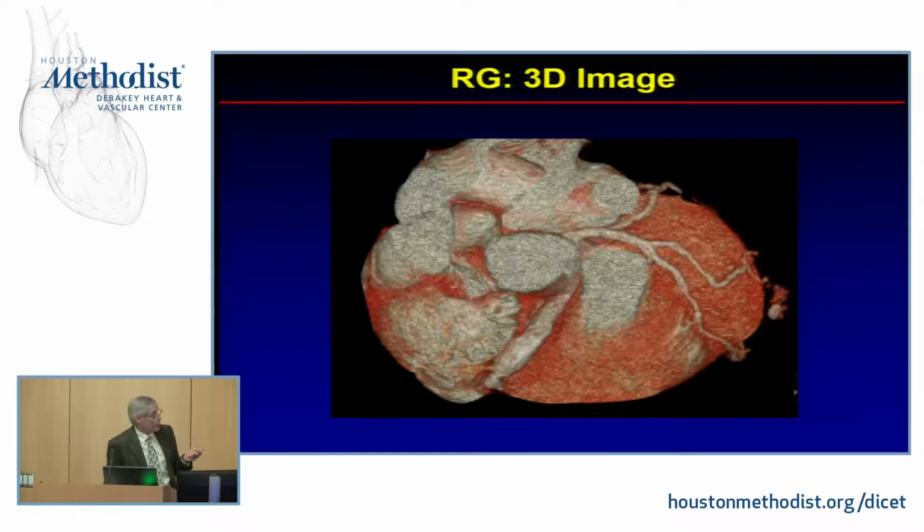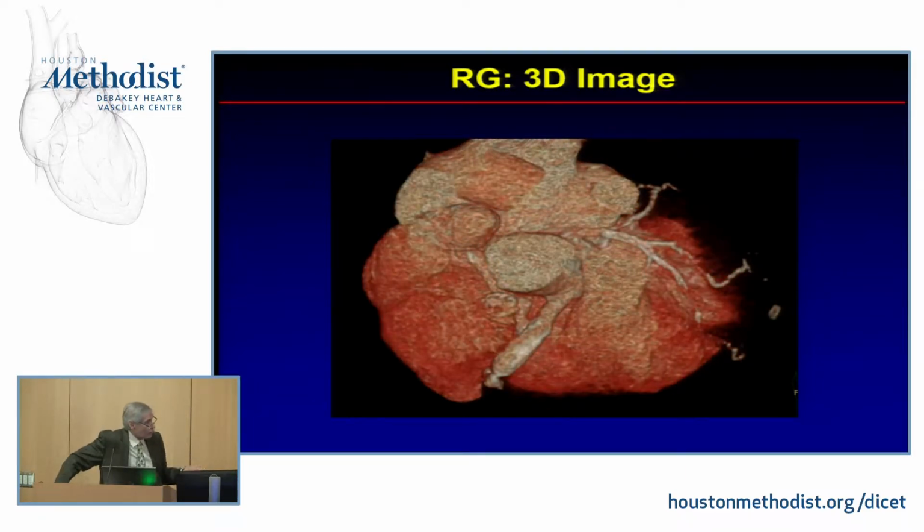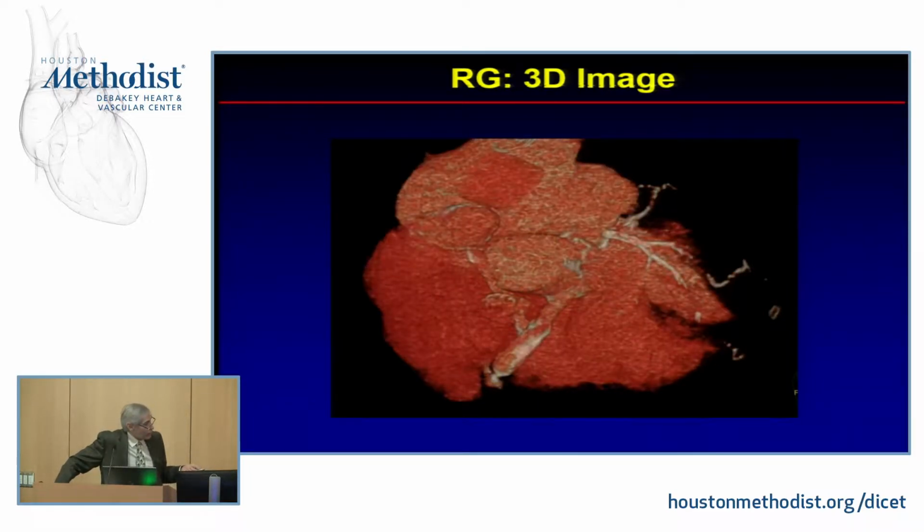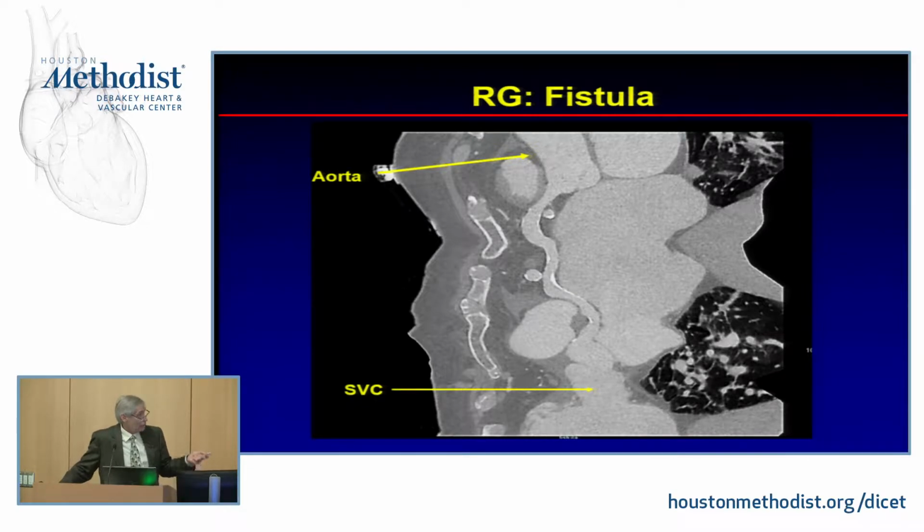Here's what this looks like on a 3D image. And we're going to take away some of the, you can see the right coronary here is very dilated. And this is a fistula, okay, from the right coronary artery up into the superior vena cava. So this patient had a significant left to right shunt.